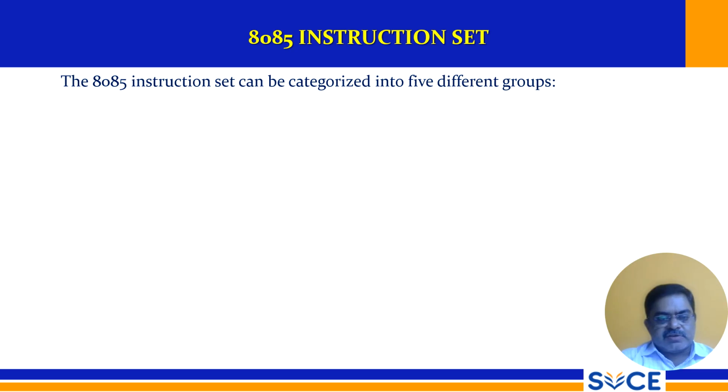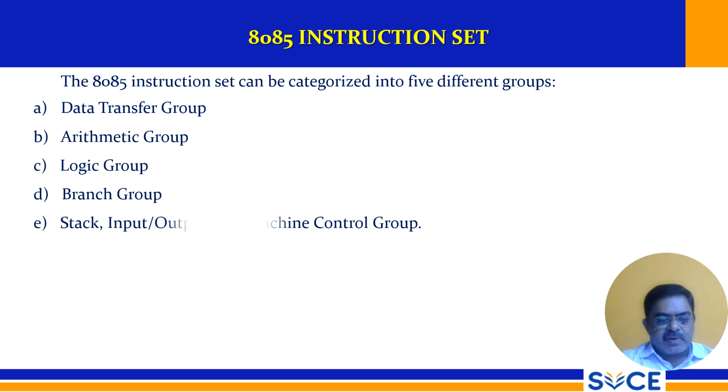The 8085 instruction set can be categorized into 5 different groups. All 74 instructions you can group into 5 groups: data transfer group, arithmetic group, logic group, branch group, and stack, input/output and machine control group. These are the 5 groups. All 74 instructions we are going to discuss here, and each instruction can be categorized under these headings.